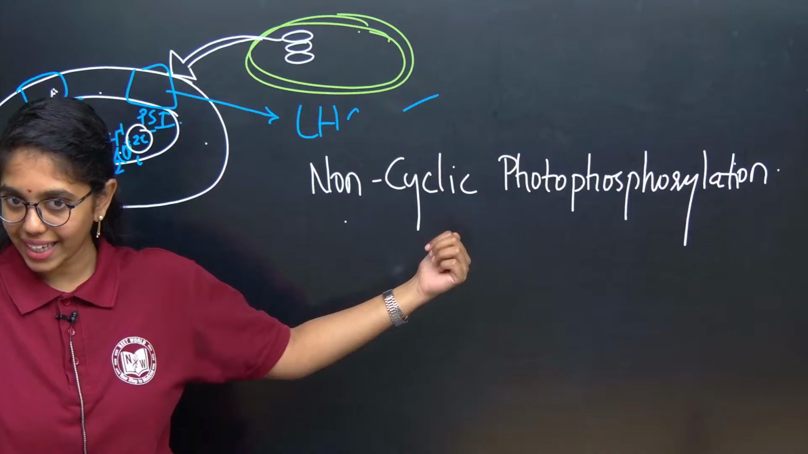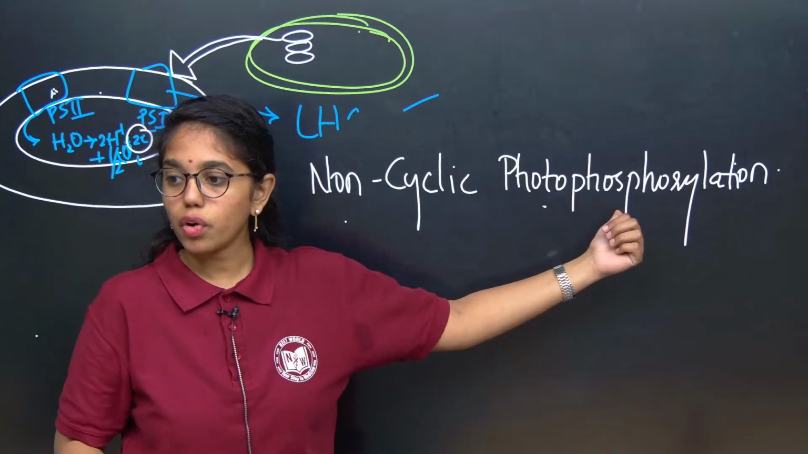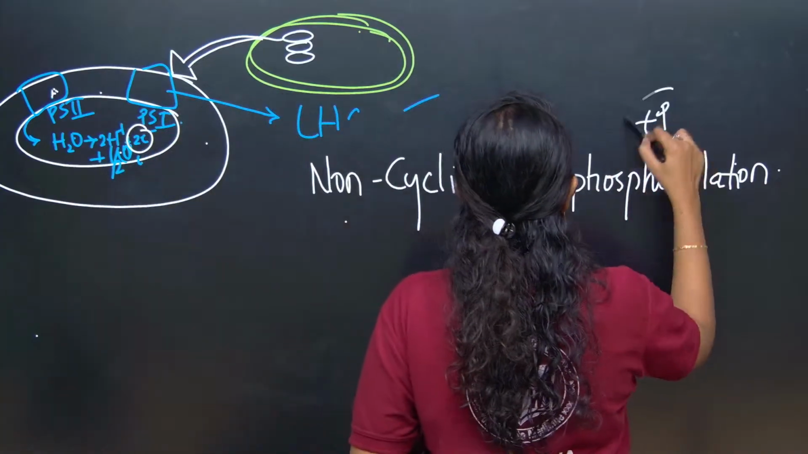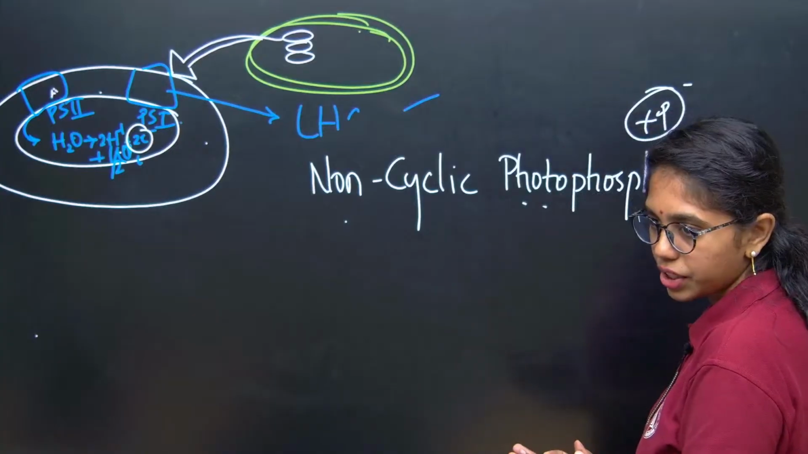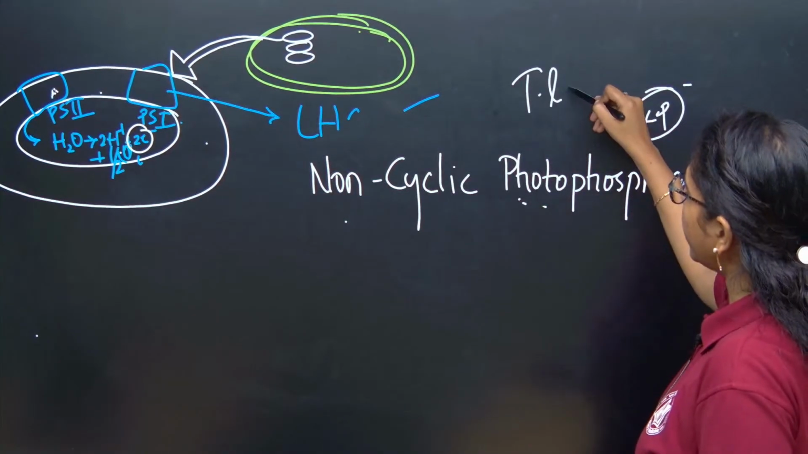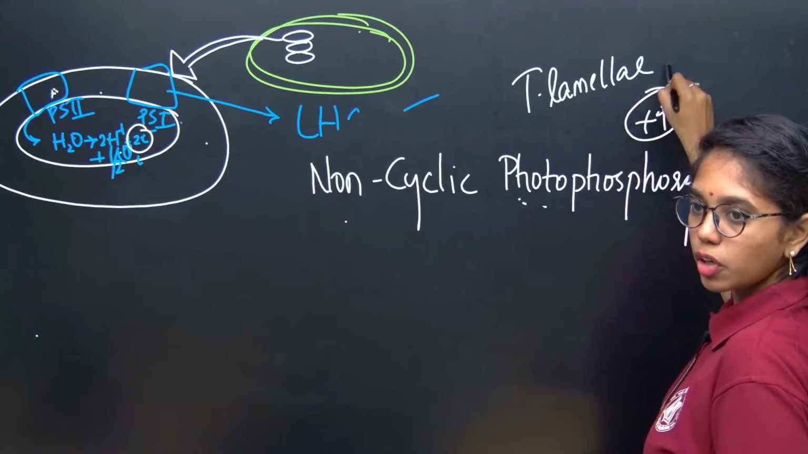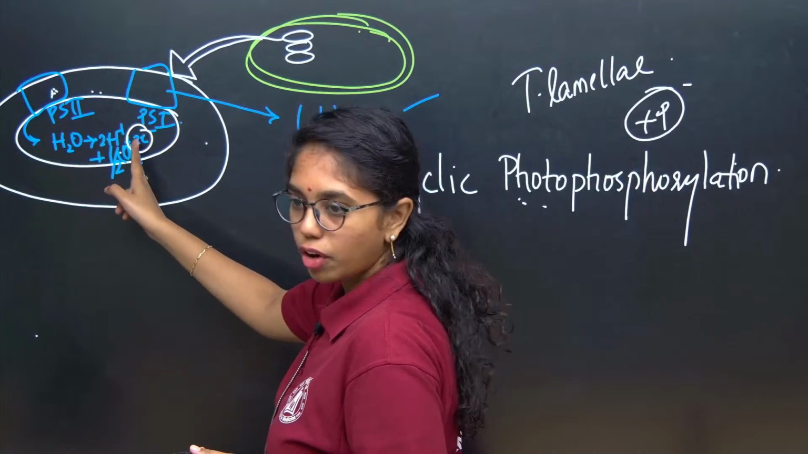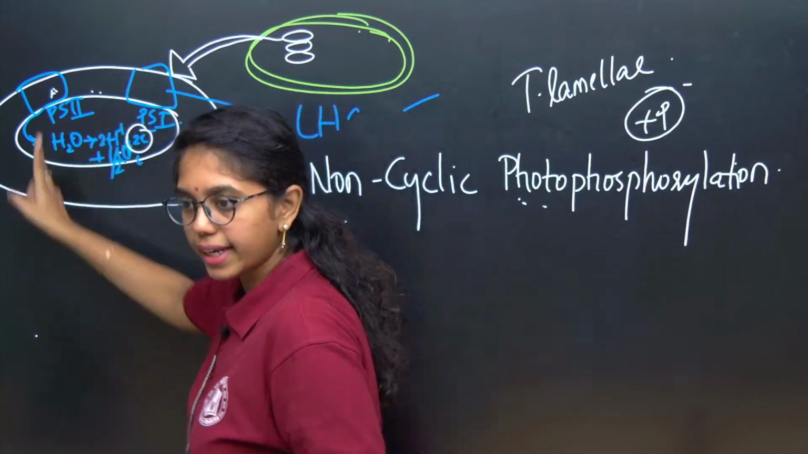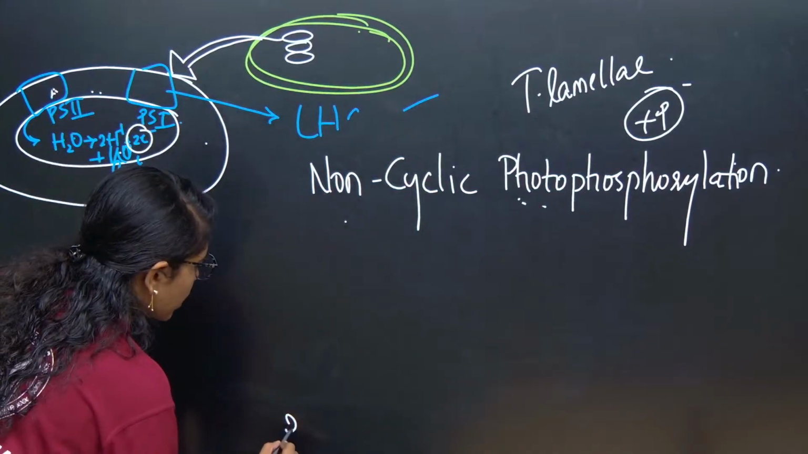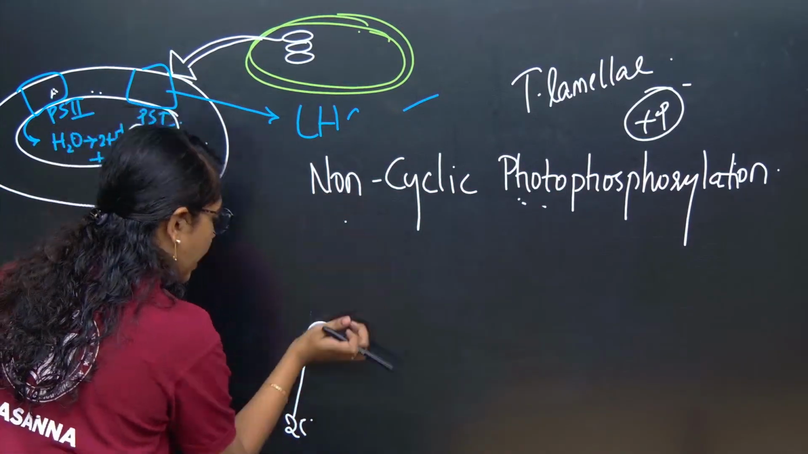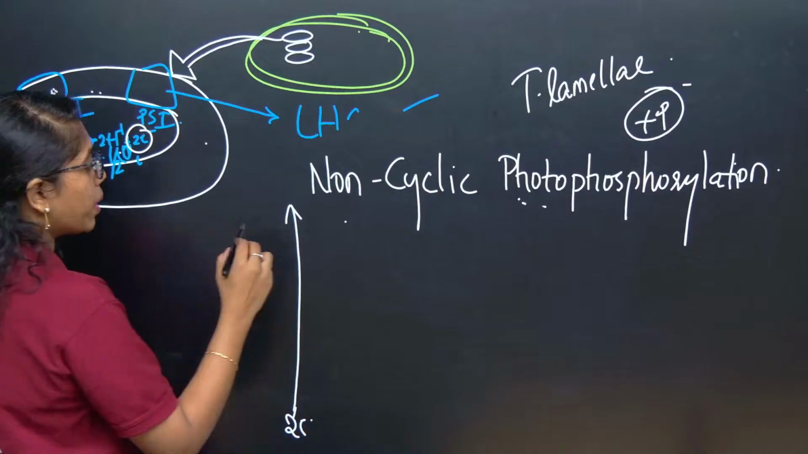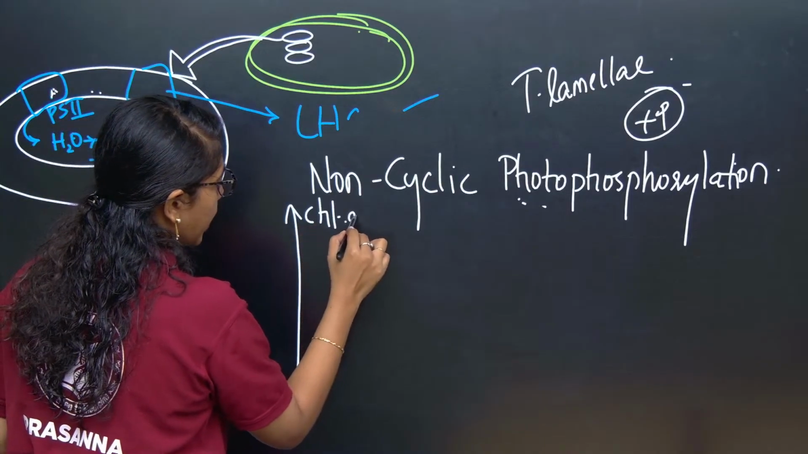Non-cyclic means it is not in a cyclic pattern. Photo means light, phosphorylation means addition of phosphate group. Utilizing light, addition of phosphate group, that is non-cyclic photophosphorylation. Where does this happen? In the thylakoid lamellae itself, here in the photosystems. Electrons formed after photolysis of water get excited and are given to the core pigment, that is chlorophyll A.